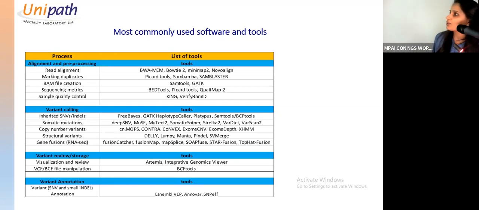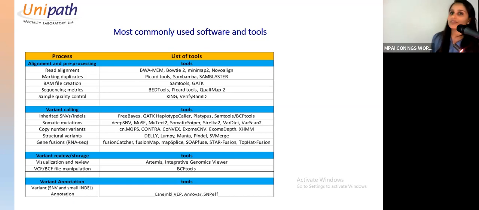Then you need to check the structural variants, like translocations, everything you have to see. These are the tools which give you that, and these three are majorly used.